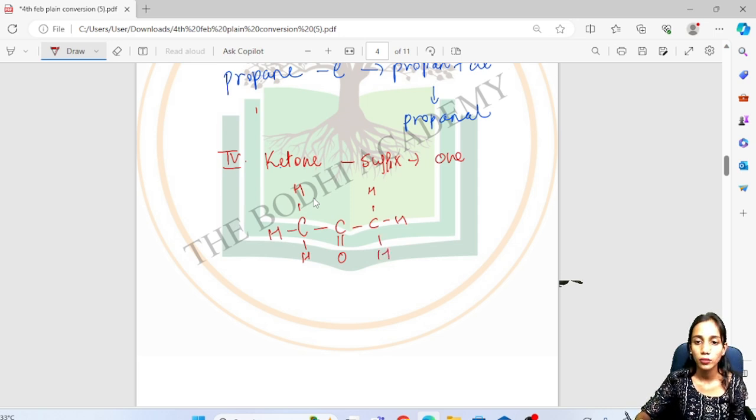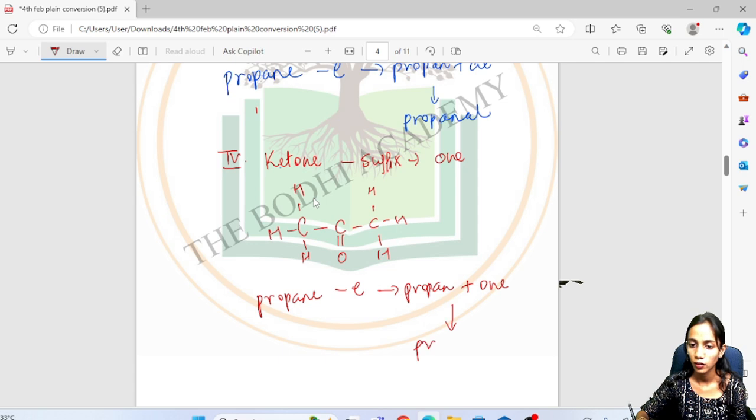Okay, now as there is a C double bond O here, and there are 3 carbons, so the base name is propane minus E. This will be propan, and then you add O and E to it. The name will be propanone. Okay, it will be propanone.